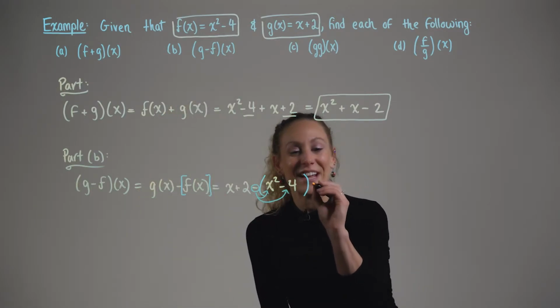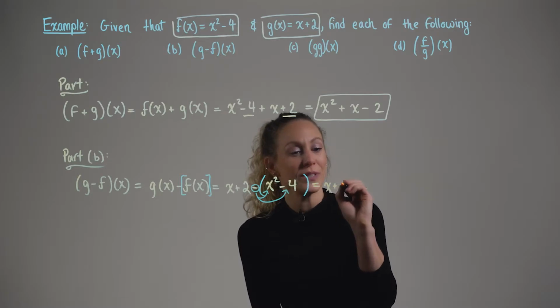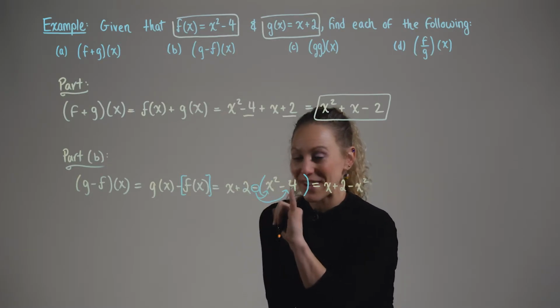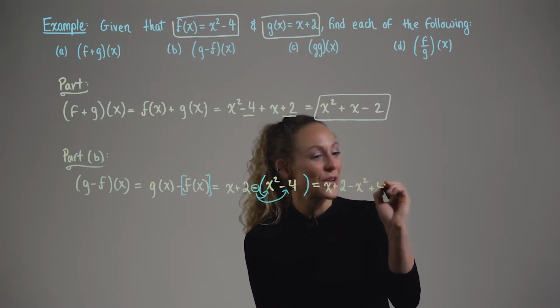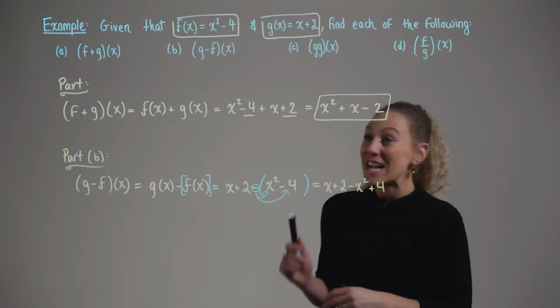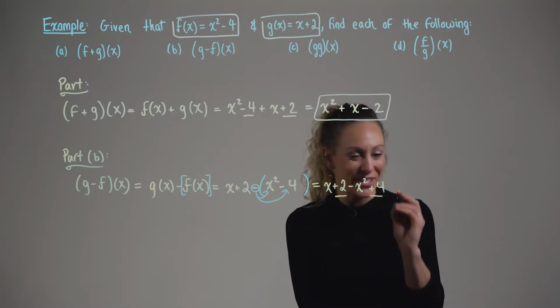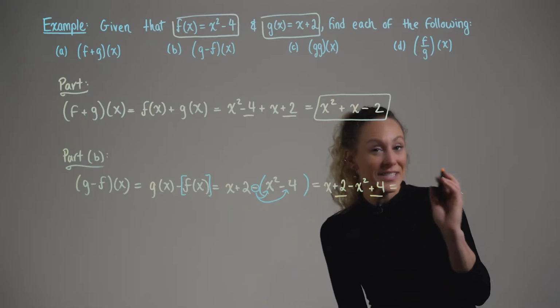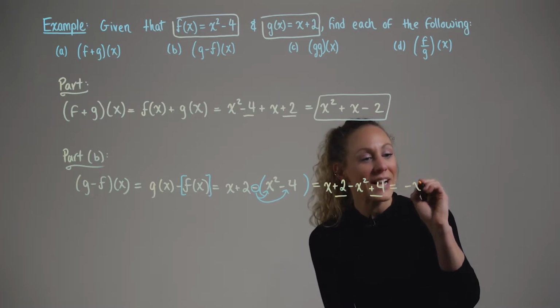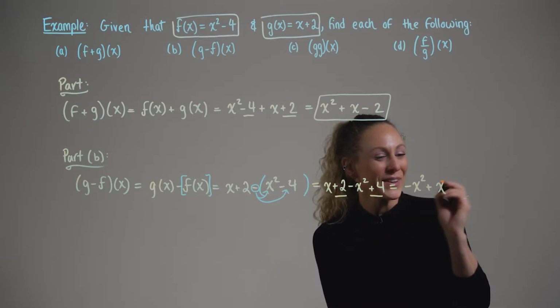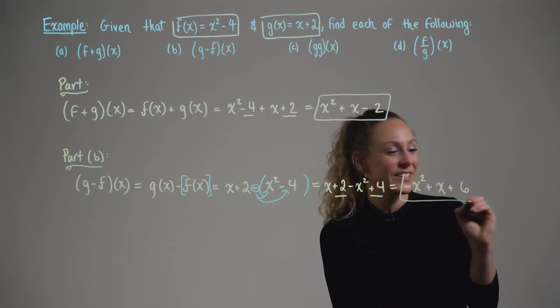So we can rewrite this now as x plus 2 minus x squared. And notice a negative times a negative is going to leave us with a plus 4. And just like with part A, we can now combine up our 2 constant terms for our final simplified answer of minus x squared plus x, and 2 plus 4 gives us 6.